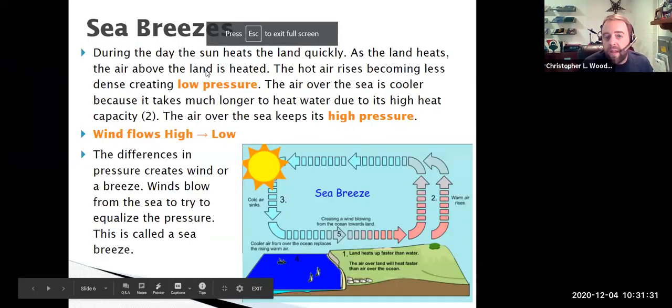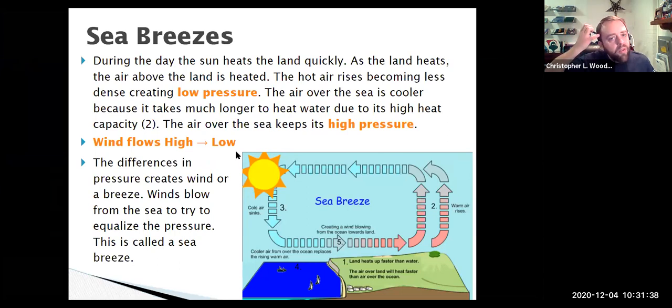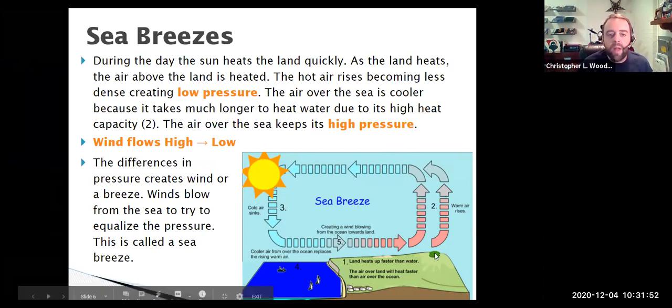All right, so here is the basics again. During the day, the sun heats the land very quickly. As the land heats the air above, hot air rises over the land, creating low pressure. The cool air over the ocean is high pressure, and so the winds flow from high to low. That is a sea breeze, and so it flows from the ocean, high pressure, to the land, low pressure.